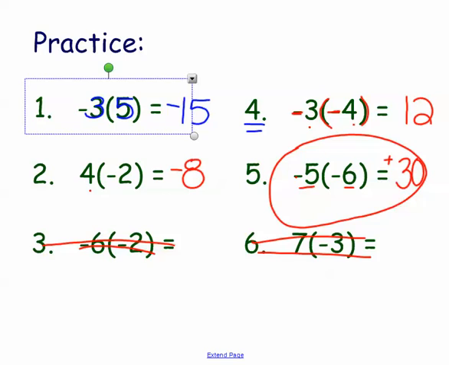Hopefully you can keep these rules separate from the rules for adding and subtracting because they're very different. Again, remember, when you're multiplying, two negatives end up equaling a positive.